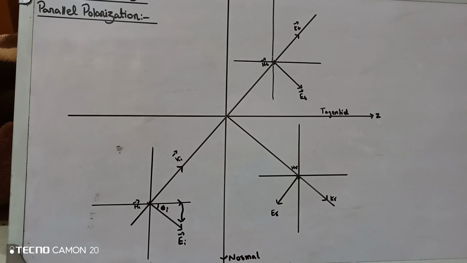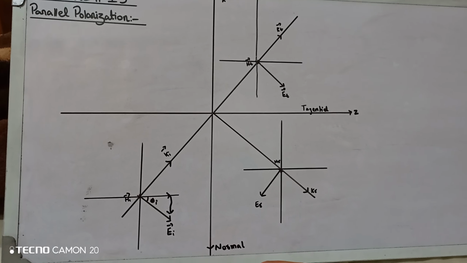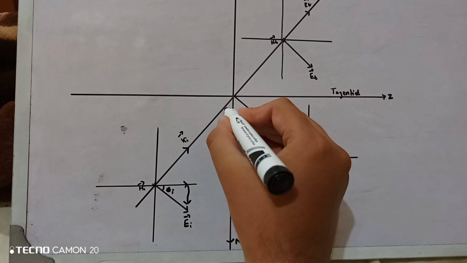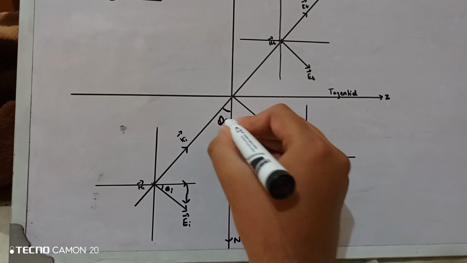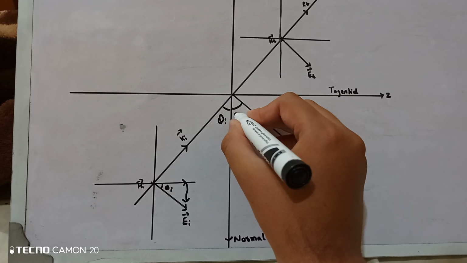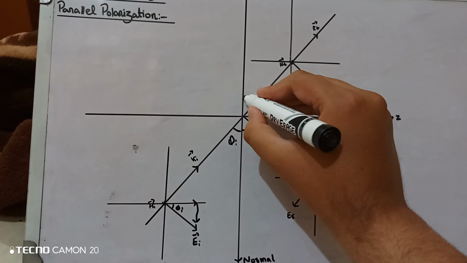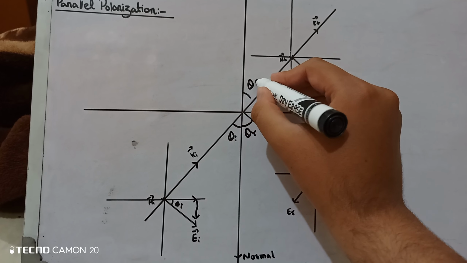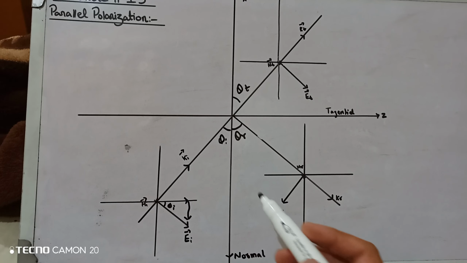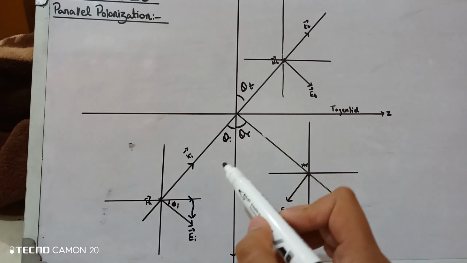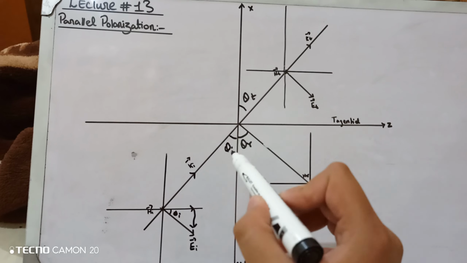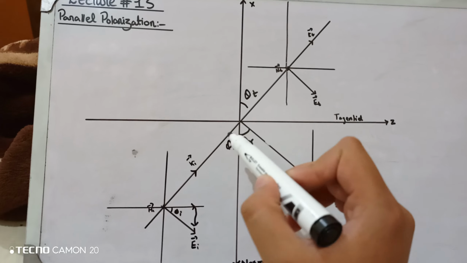Again, first of all, you have to know that the incident angle is this, which is theta I. This is your reflected angle, which is theta r, and this is your transmitted angle, which is theta t. Your angle is always made with the normal line, so this is the normal line, so the angle is made with the normal line.